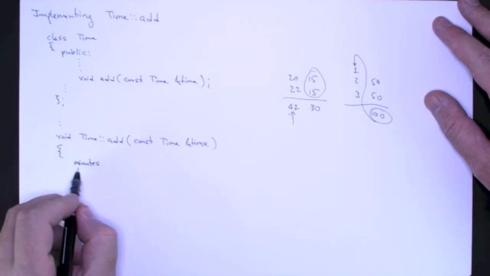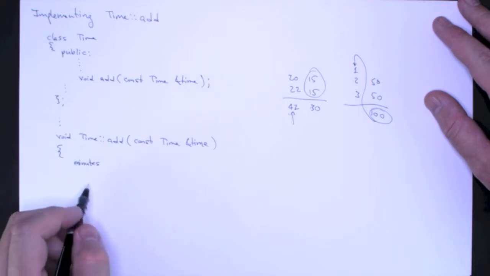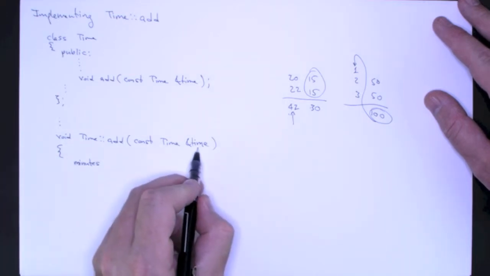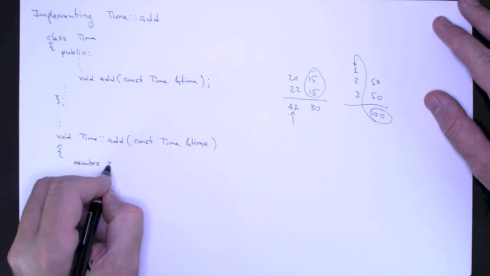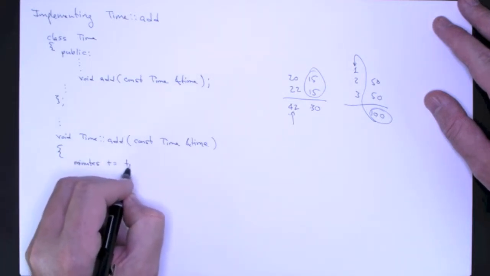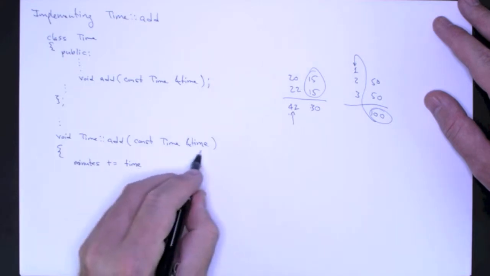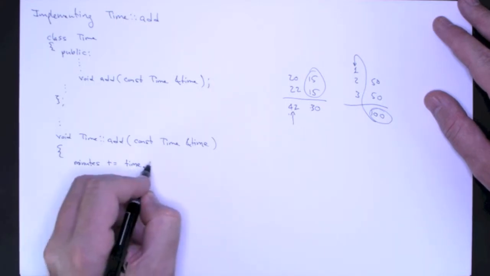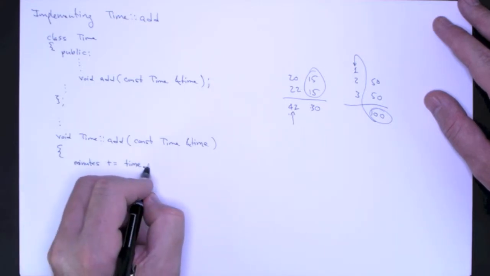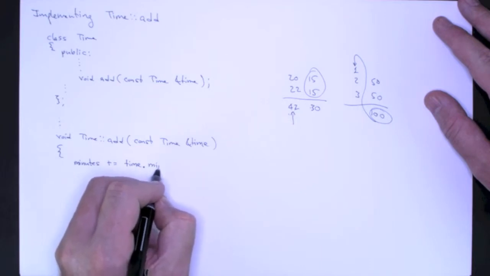And this is a reference to the private data member minutes of this object. And we want to add the minutes from this time object. And the way that we can do that is by referring to the parameter time and then using the select operator to refer to its minutes.